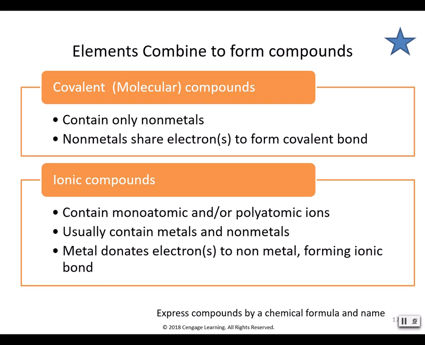Now we're going to take those elements, those building blocks, and actually put them together and form compounds. And so in the next few videos, we're going to be talking about writing chemical formulas and chemical names for a variety of compounds. So the compounds that we're going to talk about in this course really fall into two different categories: the covalent or molecular compounds and ionic compounds. Covalent or molecular compounds, those are compounds that contain only nonmetals.